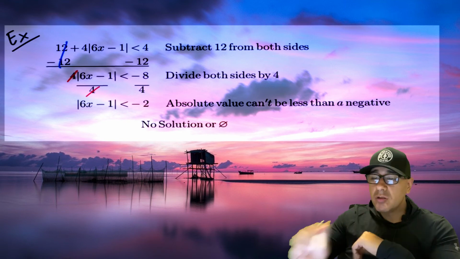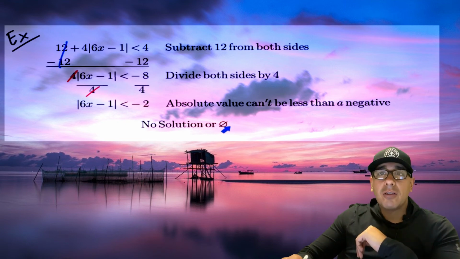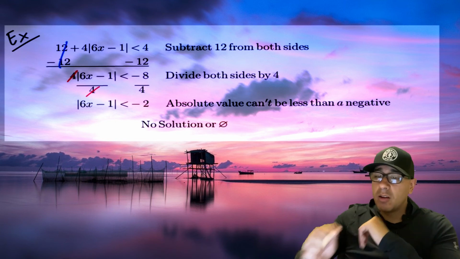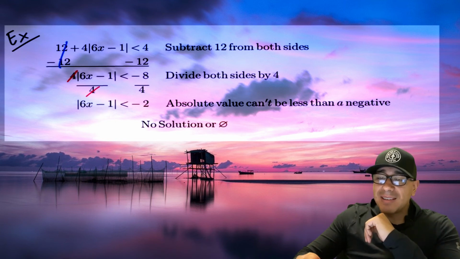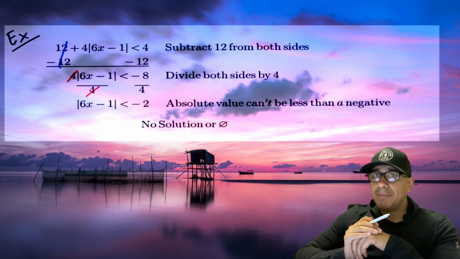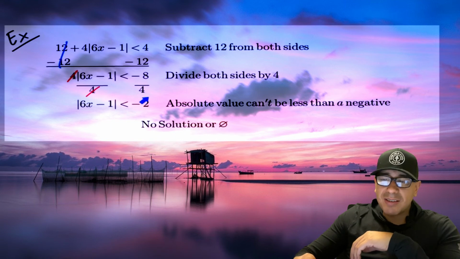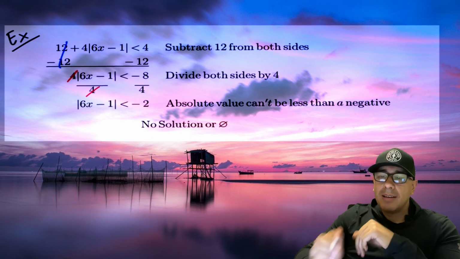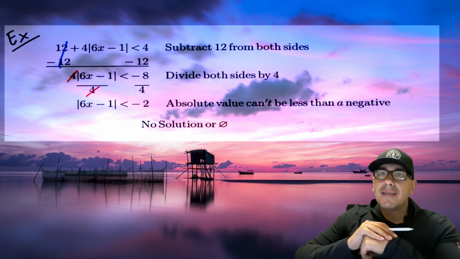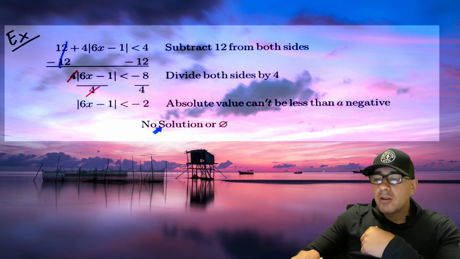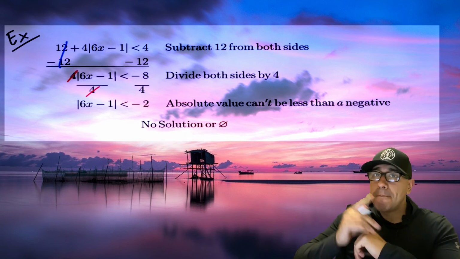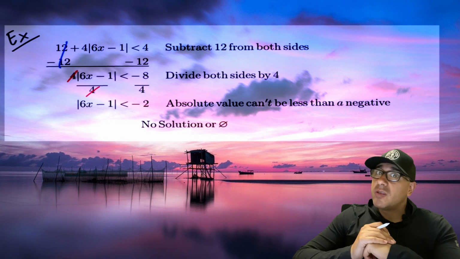So you could write no solution, or you could use our no solution symbol. Excellent. So jot that down. Whenever you have the absolute value less than a negative number, you're done. Even if this were 0, that wouldn't make sense. A distance being less than 0 just doesn't make sense. So that's how you know you get no solution. That's a big note to jot down. Jot it down, or else you will pay.